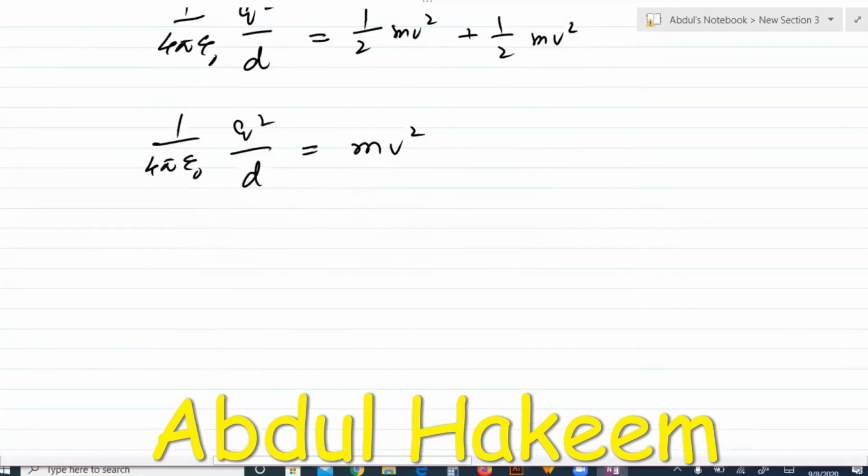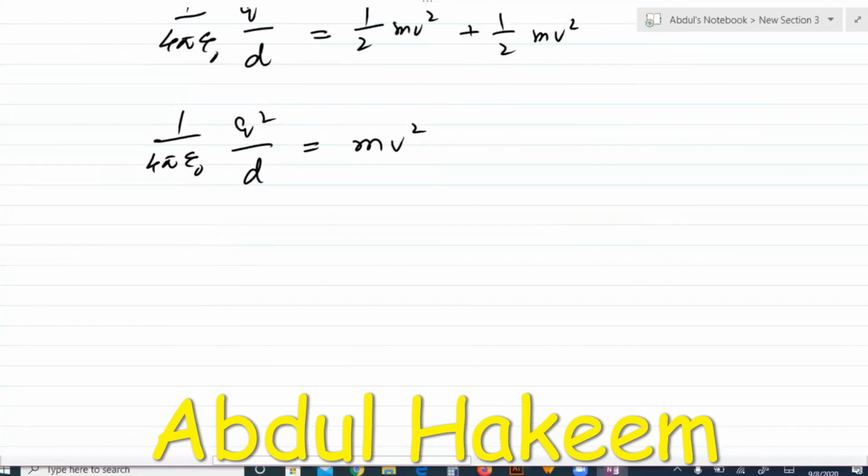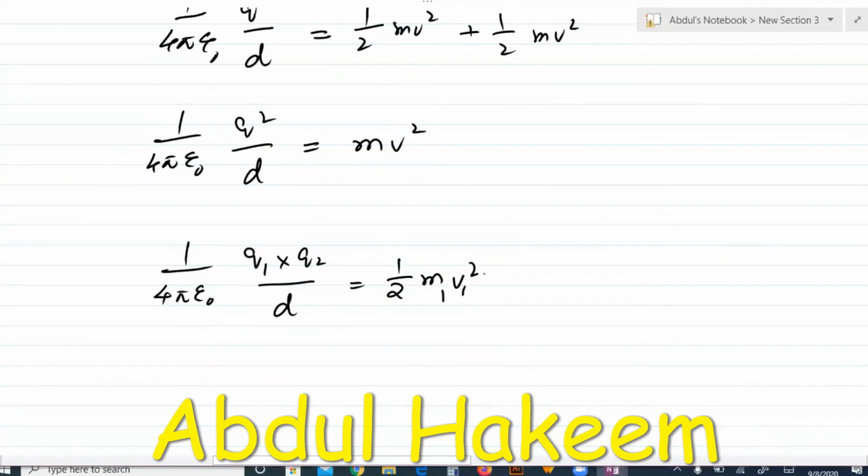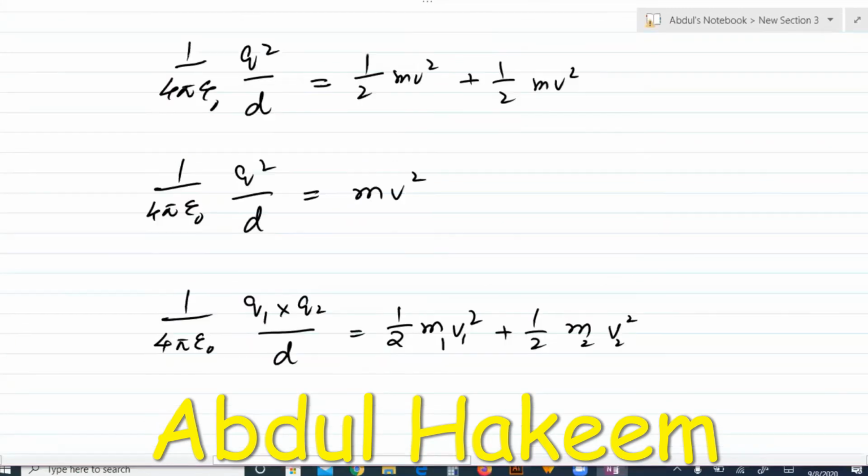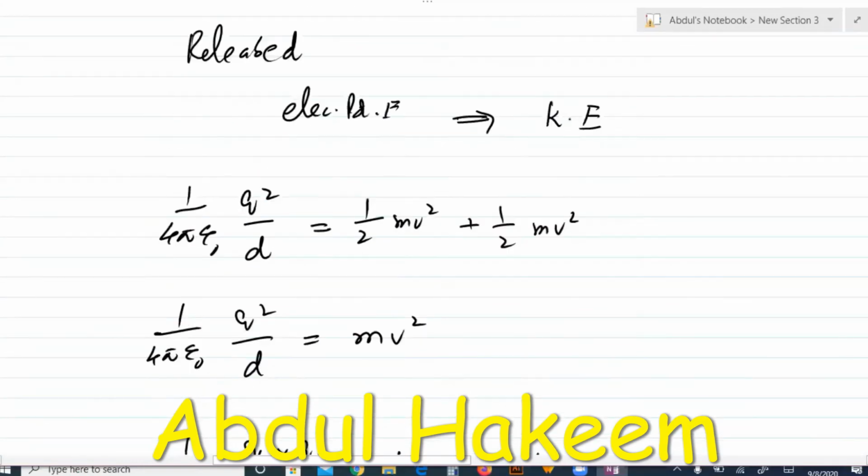But if they are different in charges, different in masses, then the electric potential energy, 1 over 4 pi epsilon naught Q1 Q2 over D, will be equal to 1 over 2 M1 V1 square plus 1 over 2 M2 V2 square. So it depends on the nature of the charges, equal in charge, equal in mass, okay?